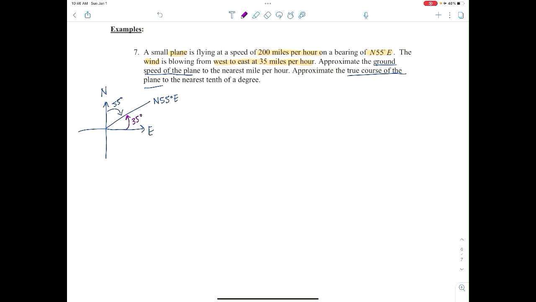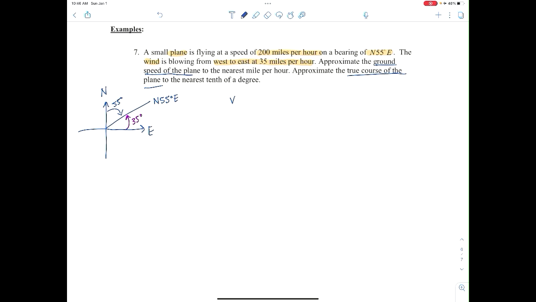That helps us out a little. It helps me out anyway to understand what I'm looking at here. So the first thing that I'm going to do is I would like to get a vector of the plane.